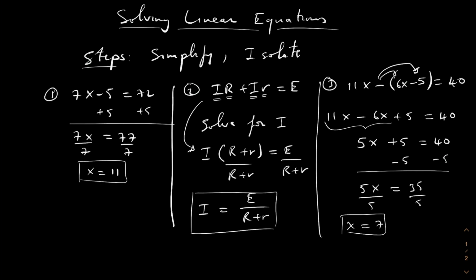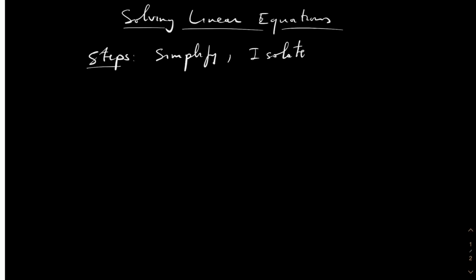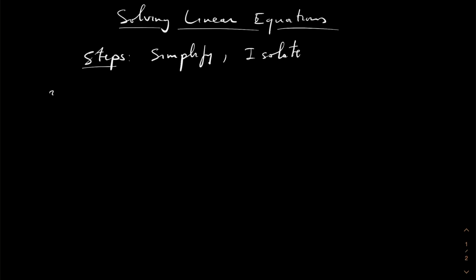Okay, so let's look at more advanced cases when it comes to linear equations. So the next example here is going to be x divided by 4 equals 2 plus x minus 3 divided by 3.